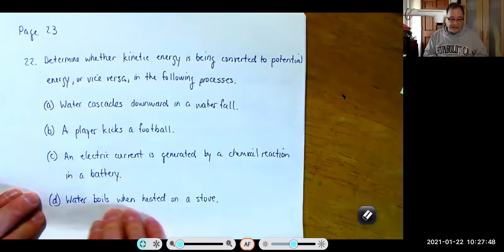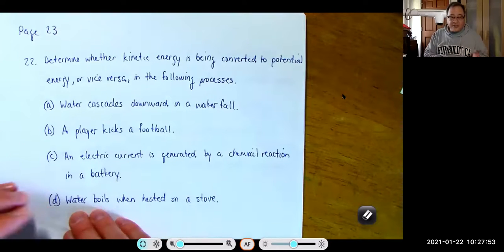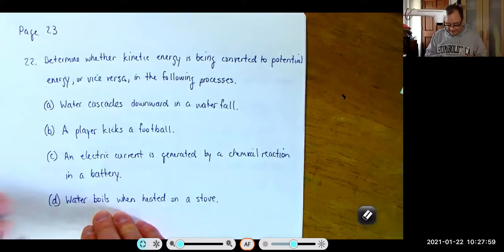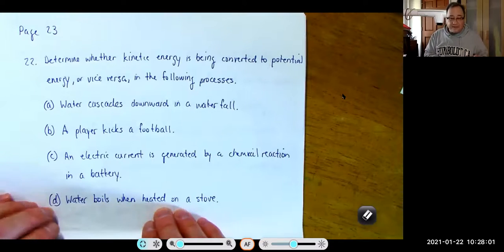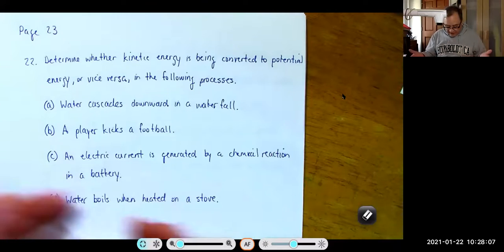Water boils when heated on a stove. This one's really tricky because if you ever look at water boiling, it's moving. That's kinetic energy. It's hot. That's heat, that's kinetic energy. The flame, the chemical reaction, that's kinetic energy. So where's the potential energy here?